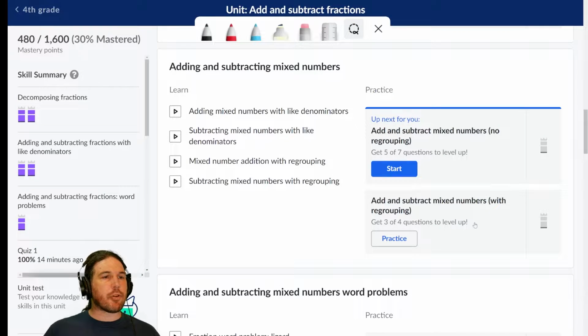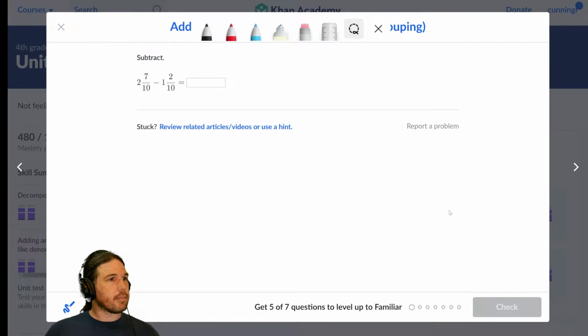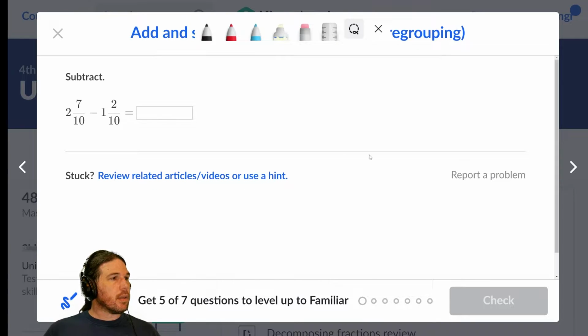Okay, add and subtract mixed numbers, no regrouping, followed by add and subtract mixed numbers with regrouping. Let's give it a shot. So again, you can kind of deal with the whole number and the fraction separately, so long as there's no what Khan Academy calls regrouping. Yeah? You can do this in any order you want.